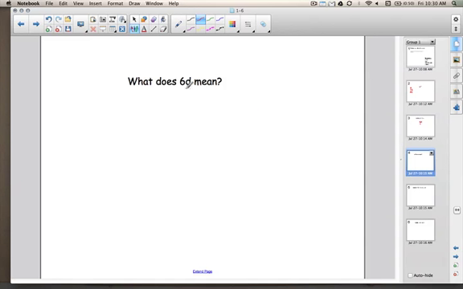There's another thing that we need to make sure that we understand. What does this mean, 6d? Well, in algebra, instead of using a multiplication symbol, an x like this, we can also just put the variable and the number right next to each other like we have here, and this means 6 times d, or 6 multiplied by d.